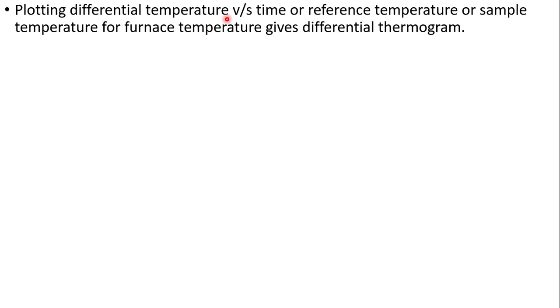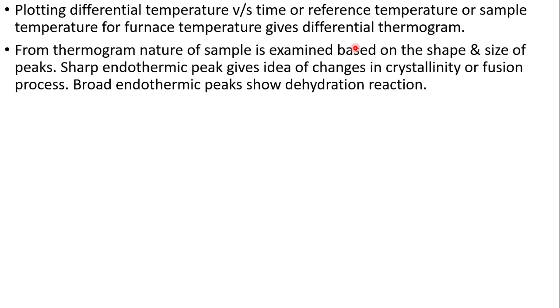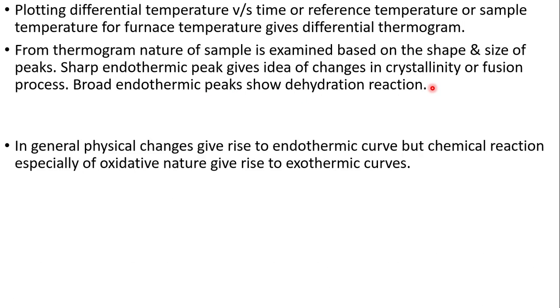Plotting of differential temperature versus time, or reference temperature, or sample temperature, or furnace temperature gives the differential thermogram. From the thermogram, the nature of the sample is examined based on the shape and size of the peaks. Here we are getting two types of peaks, one is endothermic, another one is exothermic. Sharp endothermic peak gives an idea of changes in crystallinity or fusion process. Broad endothermic peaks show dehydration reaction.